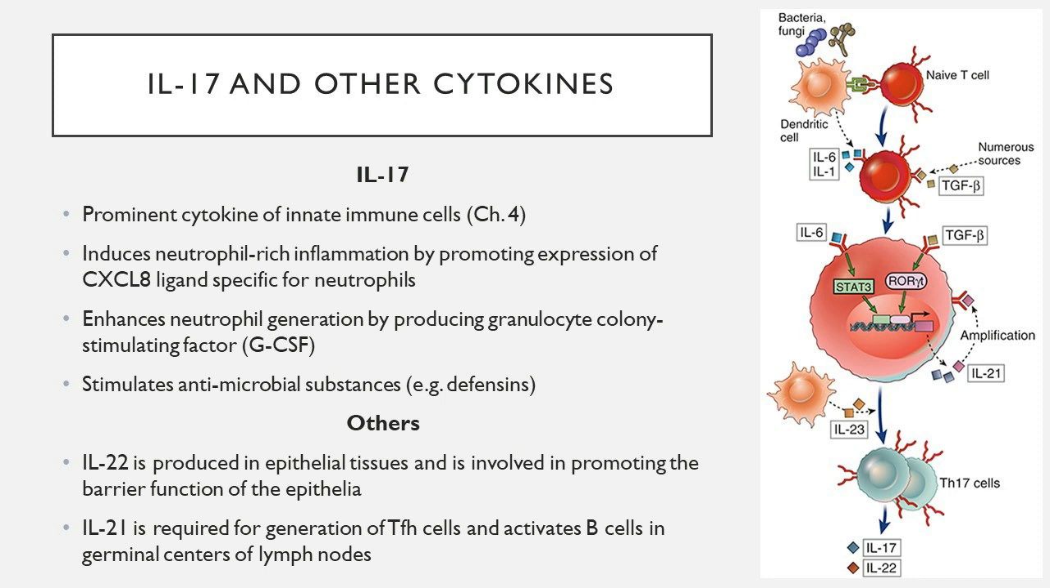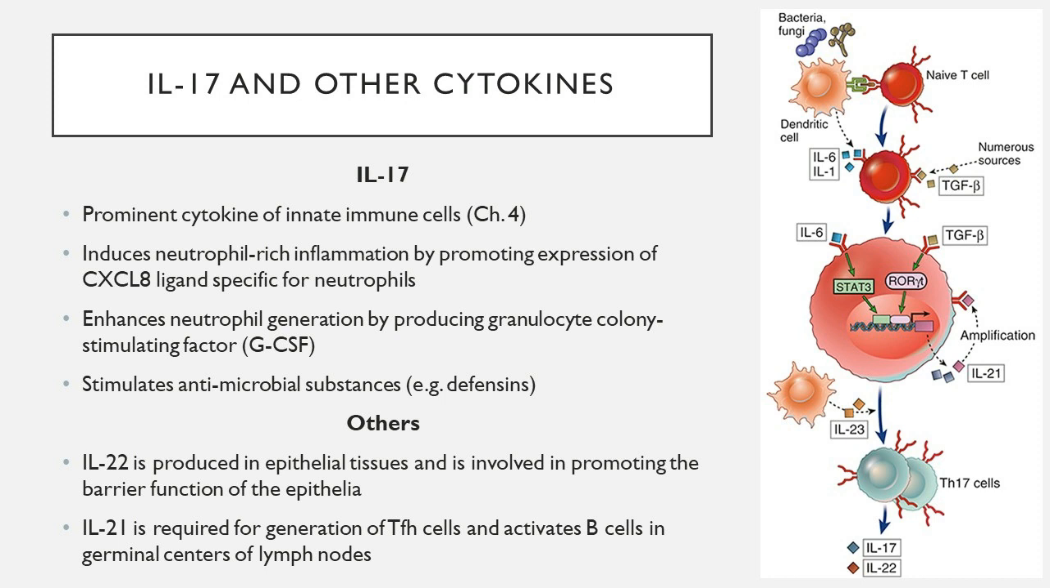Because IL-17 tends to act on its signature cell, which is neutrophils, it should come as no surprise that IL-17 induces neutrophil-rich inflammation by promoting the expression of chemokines specific to neutrophils, like the CXCL8 ligand that neutrophils like to attach to. IL-17 also enhances neutrophil generation by producing the granulocyte colony-stimulating factor, so this is a growth hormone, G-CSF, and also stimulates the production of antimicrobial substances like defensins that are important for the inflammatory process.